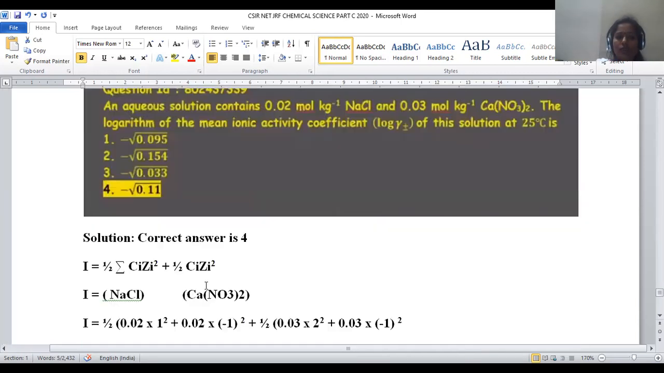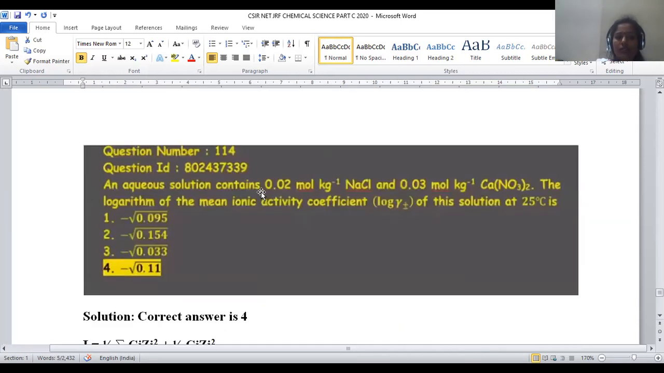Let us move on to the next question, 114. An aqueous solution contains 0.02 mole per kilogram sodium chloride and 0.03 mole per kilogram calcium nitrate. The logarithm of the mean ionic activity coefficient of this solution is. So what we have to predict? Log of mean ionic activity coefficient, log gamma plus or minus, needs to be predicted.